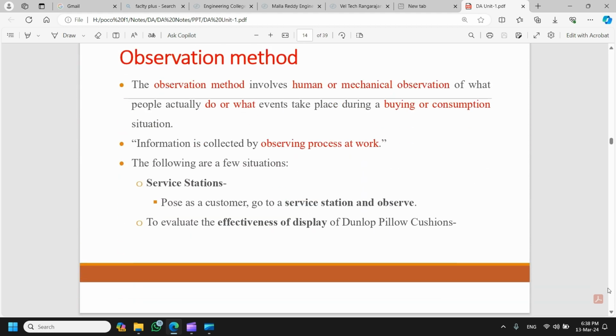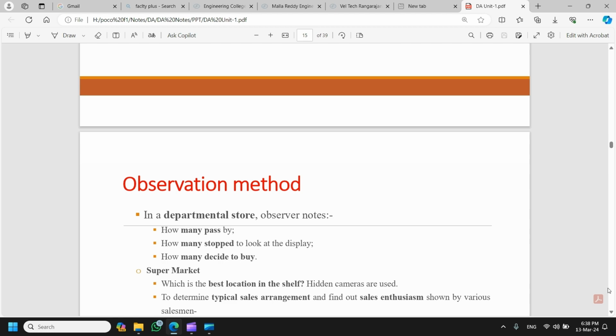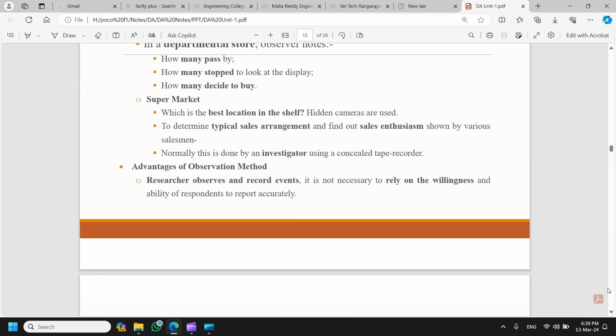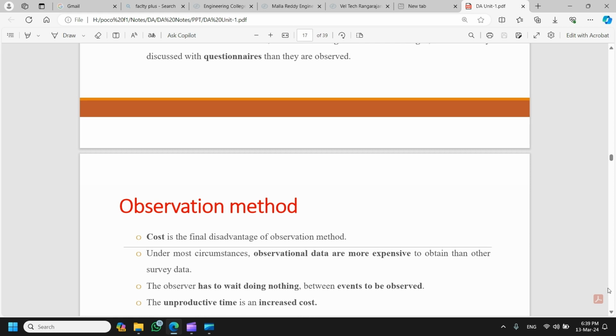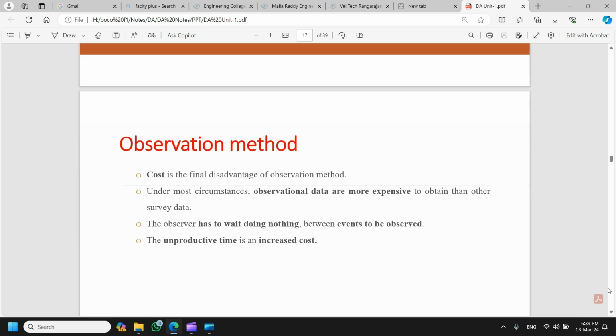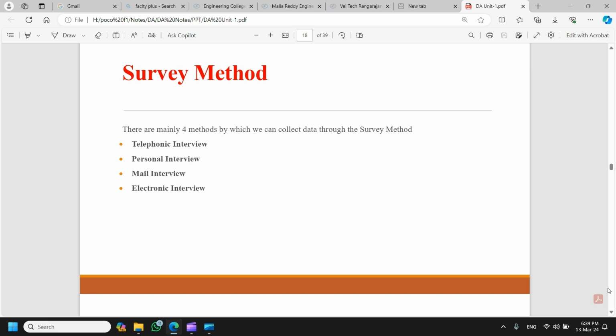In the observation method, we have the service sections: how a department store works and how a supermarket works. What advantages are there, what disadvantages are there? Write any two points, it is enough, depending upon the question. The survey method is similar, with four methods. Depending upon the question, you can write either two or four.